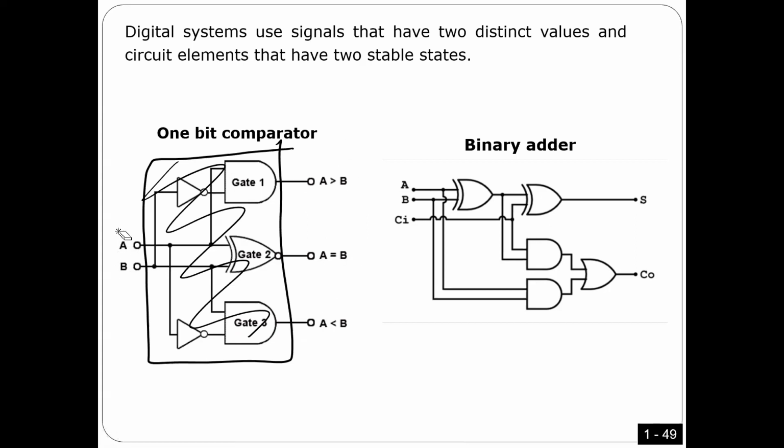I have 2-bit input, A and B. If this output is 1 and the other two are 0s, that means A is greater than B. If this one is 1 and the other two are 0s, that means A is equal to B. If this one is 1 and the other two are 0s, that means A is less than B. So this is a comparator. I input 1 and 1, and then the circuit here, for sure I'm going to teach you this case, is going to tell you whether it is greater, less, and so on.